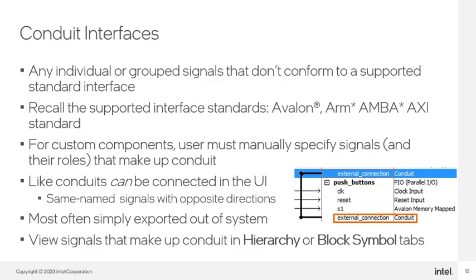You can view the individual signals that make up a conduit by expanding the conduit in the Hierarchy tab or by selecting Show Signals in the Block Symbol tab. For all off-the-shelf components in the IP catalog, conduits and their signals are already defined. If you create custom components, you must specify what signals make up the conduit. See the follow-up online training, Custom IP Development using Avalon and ARM AMBA AXI interfaces, linked at the end of this training.